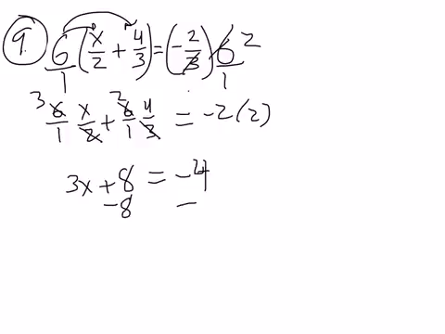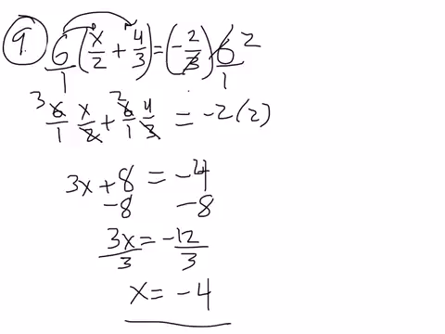So this is easy. Subtract 8 from both sides. 3x equals negative 12. Divide by 3. And it looks like x equals negative 4.